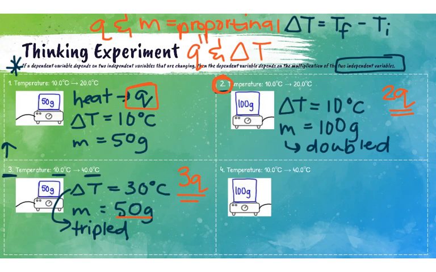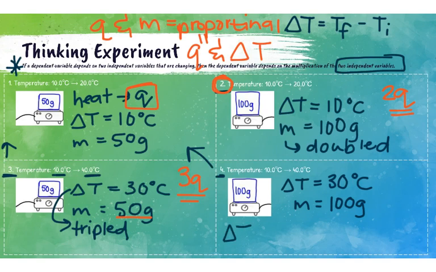Okay, so now we're going to look at our setup number 4 in comparison to setup 1. So our change in temperature, 10 to 40 degrees Celsius, so it's going to be 30 degrees Celsius. Our mass is 100 grams. So comparing 4 to our setup 1, our change in temperature tripled and our mass was doubled.